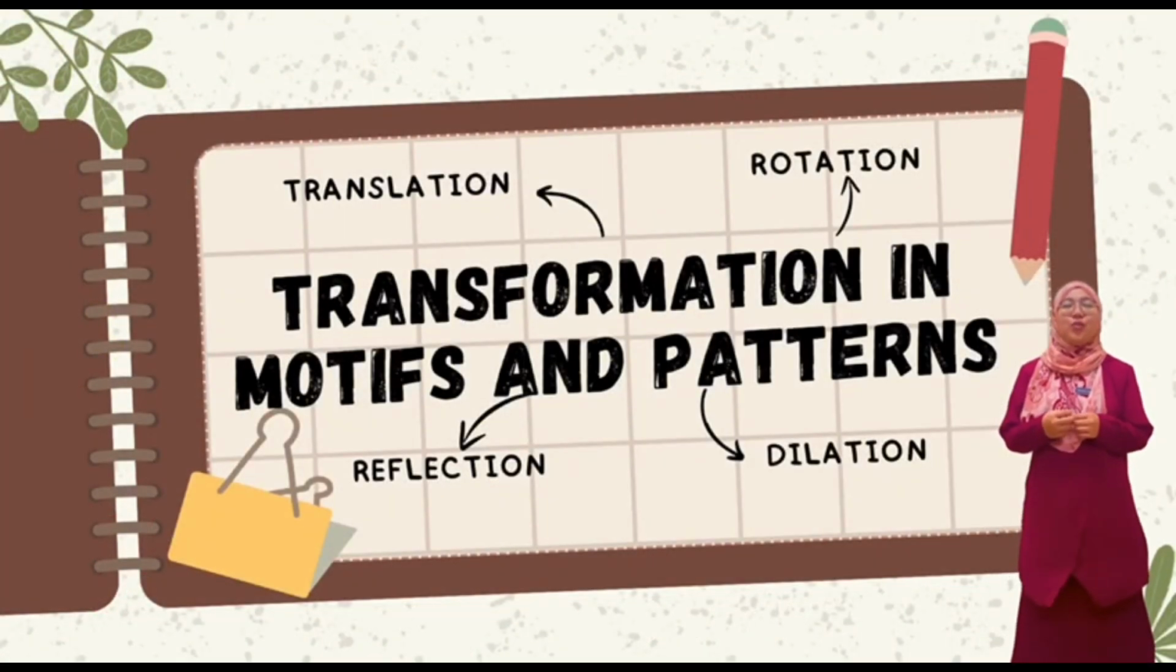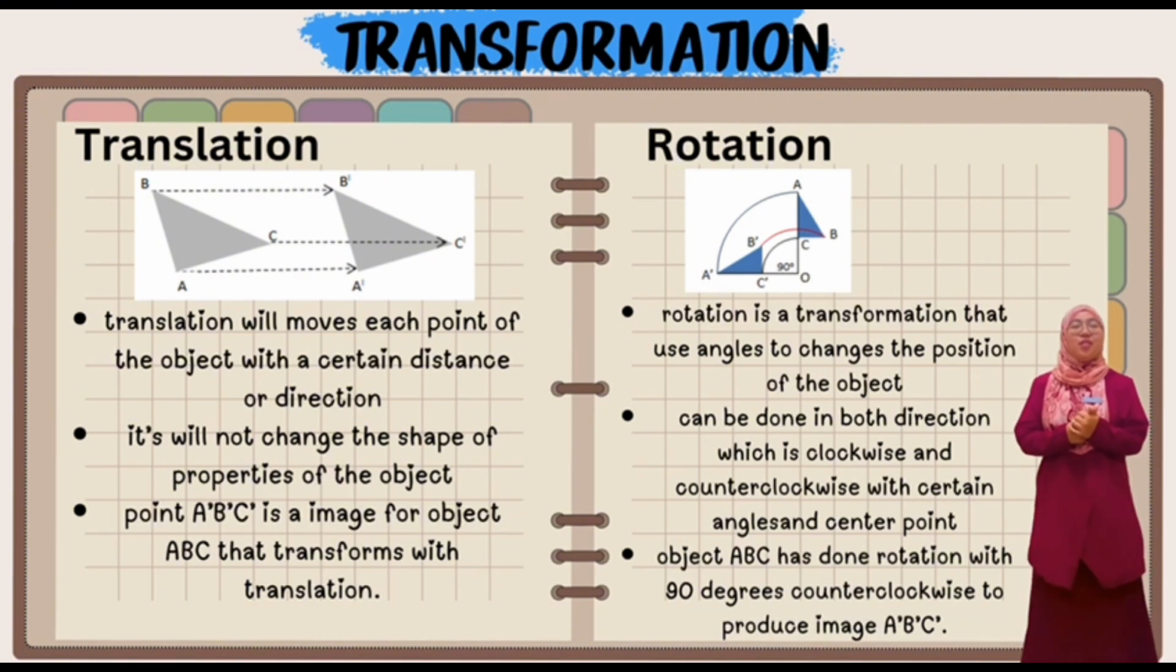Today, I would like to present about transformation in mathematics. As we know, transformation has four types, which are translation, rotation, reflection, and dilation. We will go with the first transformation, which is translation. Translation will move each point of the object with a certain distance or direction. This transformation will not change the shape or the properties of the object.